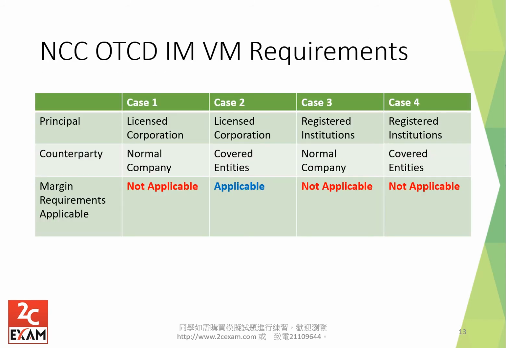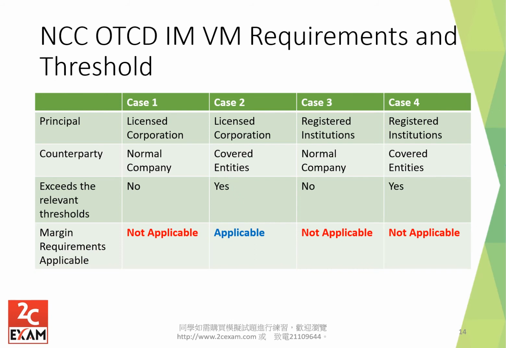So this is a table that details NCC OTCD IM and VM requirements. We have 4 cases. In case 1, the principal of the trade is a licensed corporation and the counterparty is a normal company. As mentioned before, IM and VM requirements are only applicable if both parties are covered entities. A normal company is not a covered entity. That's why margin requirements are not applicable at all. The second case is a trade between a licensed corporation and a covered entity. It's definitely applicable in that case. The third and fourth cases are both conducted by a registered institution. It doesn't really matter who the counterparty is. A registered institution by itself is not subject to IM and VM requirements.